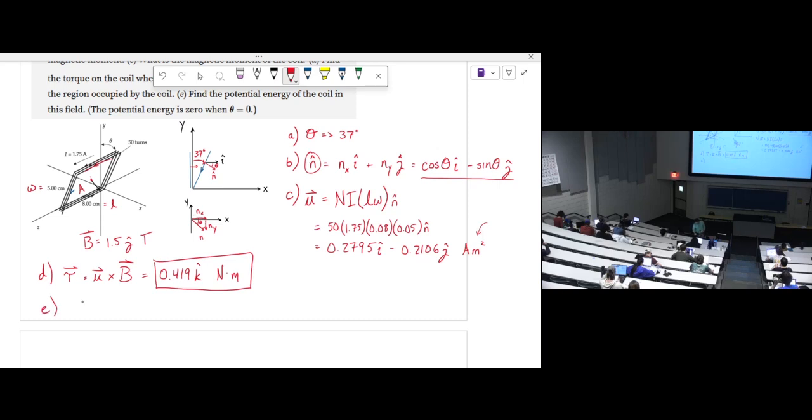And then E, maybe you remember, maybe you've forgotten at this point, is equal to minus mu dotted into B. So I get minus, the j component is the only thing that survives. So I get negative times negative gives me positive, and so I get 0.316 joules for the potential energy here.